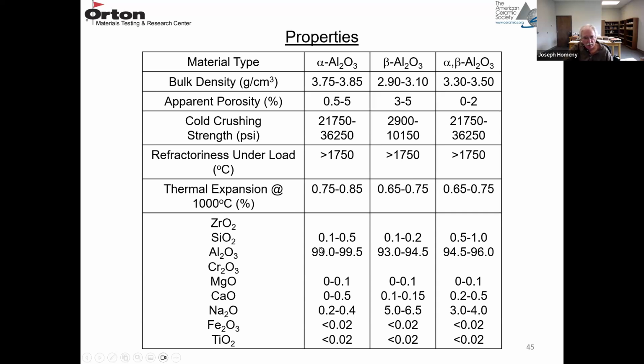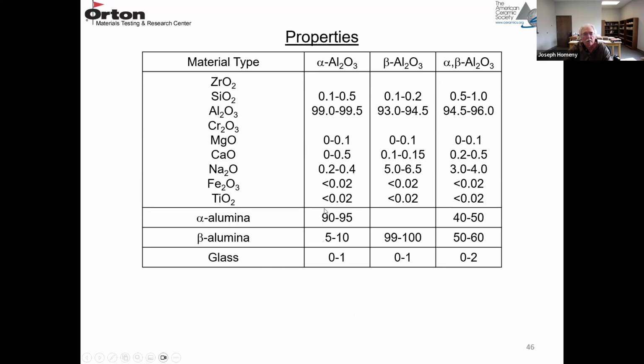So basically, these are alumina, and then you have the Na2O in the beta alumina and the alpha beta alumina. MgO, CaO, Fe2O3, TiO2, and SiO2 are the impurities. So the same three materials, the same three chemistries here.